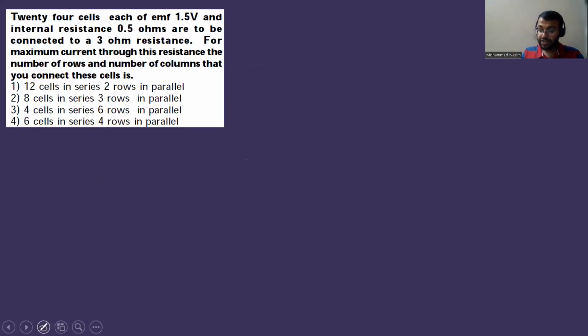24 cells, each of EMF 1.5 volt and internal resistance 0.5 ohm, are to be connected. So there is each cell. What is the EMF of each cell, students? 1.5 volt. And what is the internal resistance? 0.5 ohm. They are to be connected to a 3 ohm resistor. So the external resistor is nothing but 3 ohm. 24 cells are there. How many cells are there?